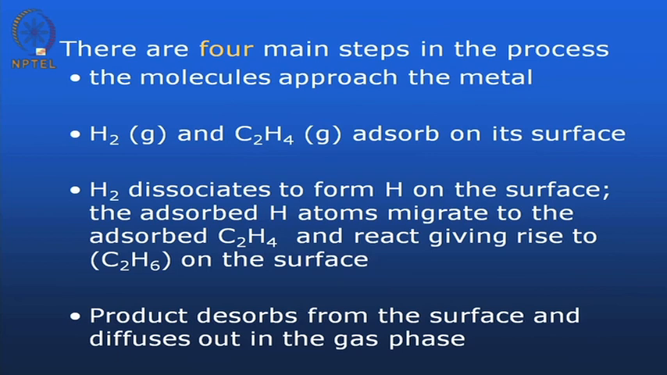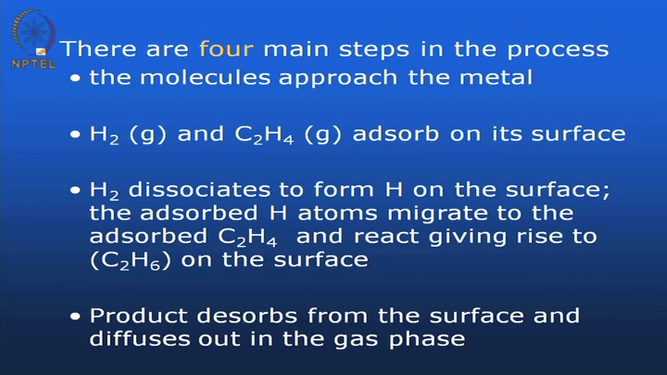So, there are 4 main steps. That is, the molecules must approach the metal, the molecules will come close to the metal. Say this is your metal surface, and say this is your molecule. So, this is coming, that means these molecules will have to approach the metal surface. This is one requirement, that they must approach the metal. Then the hydrogen and ethene will get adsorbed onto the metal surface, otherwise no effect.